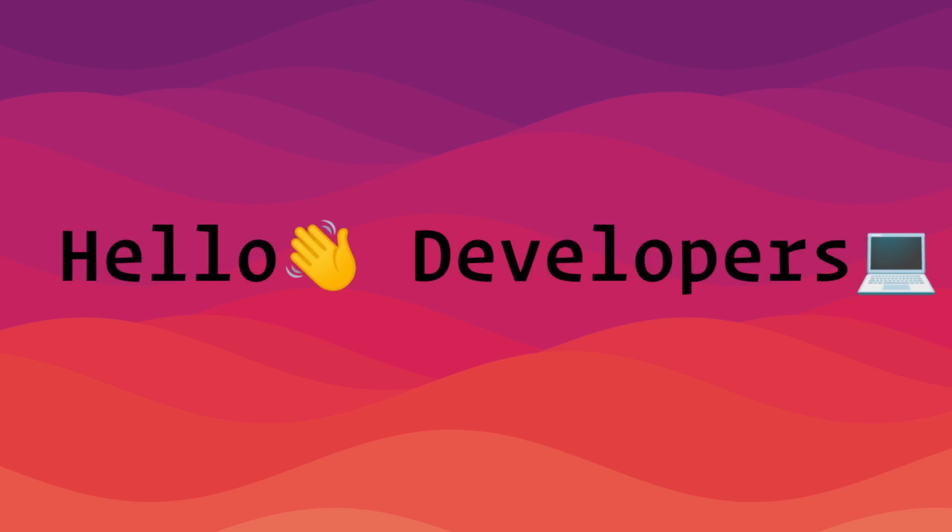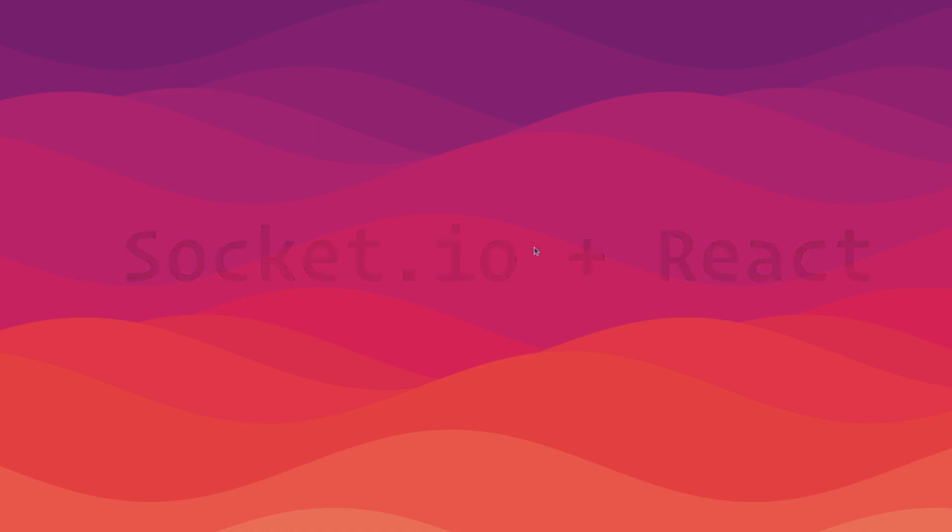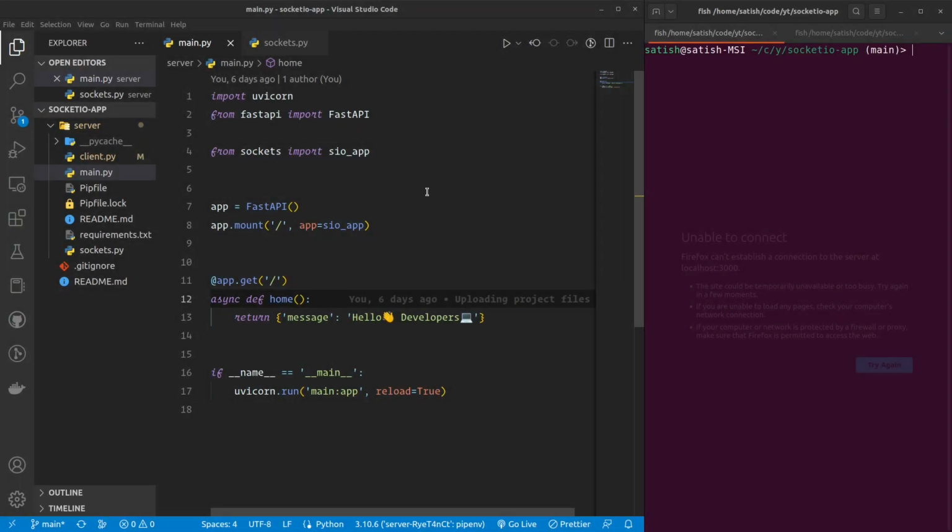In the previous video, we looked at how to integrate Socket.io and FastAPI, and as promised, I am back with another video, and in this I'm going to show you how to connect a React client with the server built in the last video. By the way, if you have missed it, go ahead and check that out from the info cards right here. Let's get started guys. Back to Visual Studio Code.